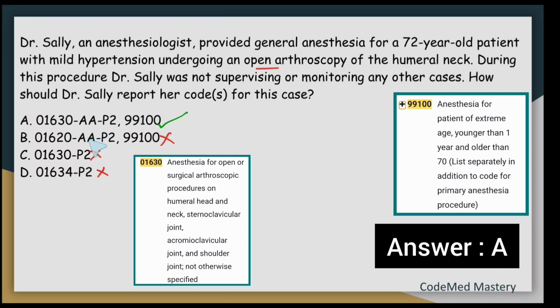The modifier AA is an HCPCS modifier, that is for anesthesia services performed personally by the anesthesiologist. And the physical status modifier P2 is for a patient with mild systemic disease. You can see here they have mentioned mild hypertension. Therefore, we are using the physical status modifier P2.